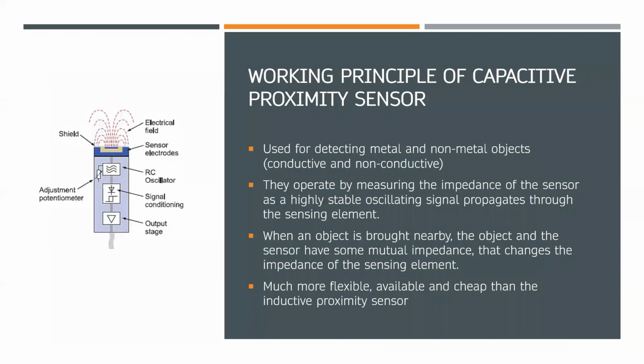Now, slide change, please. Okay, now we will briefly overview the working principle of the capacitive proximity sensor. This sensor detects changes in the capacitance between the sensing object and the sensor. When the object is brought nearby, the mutual impedance between the object and the sensor changes the capacitance and thus senses the object. As it is cheap and available, we used this sensor in our project.